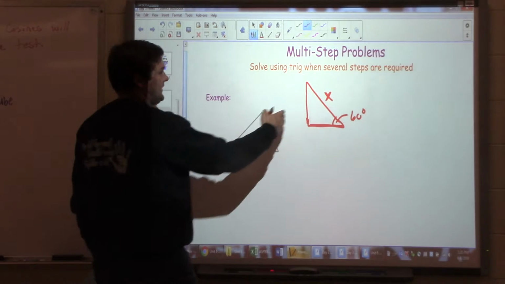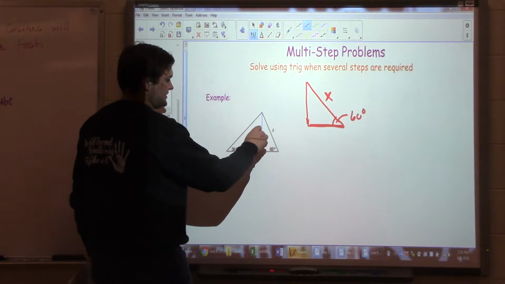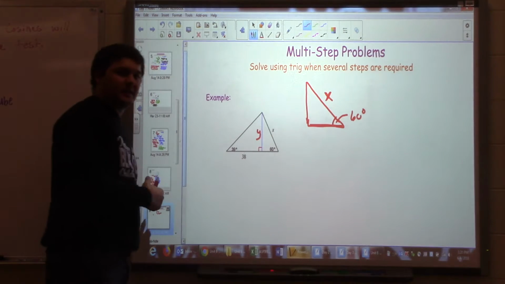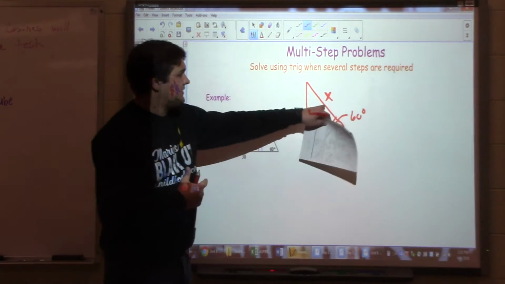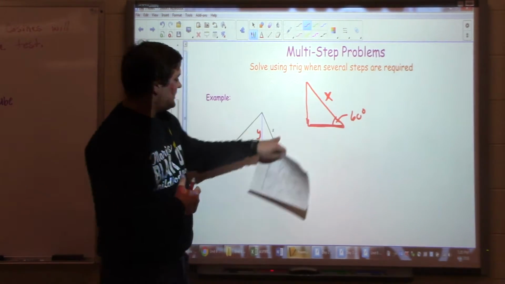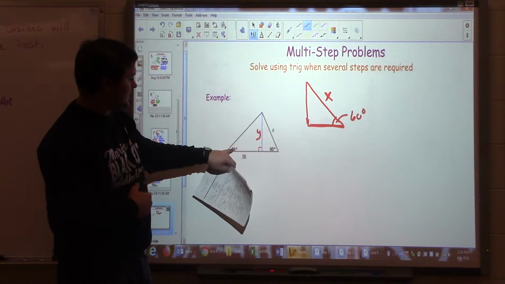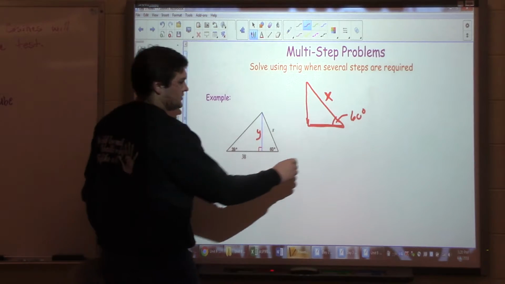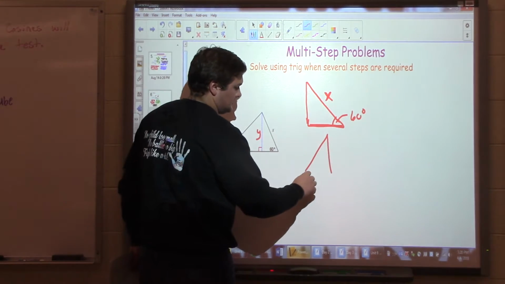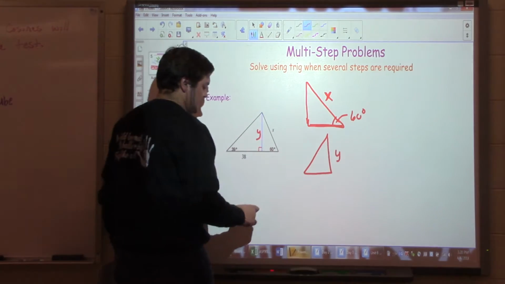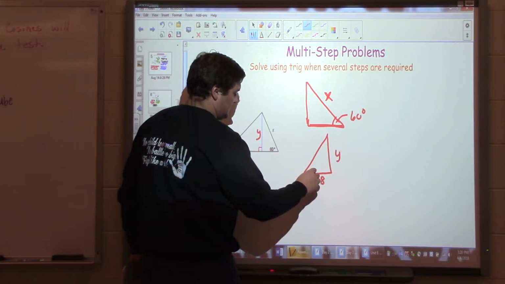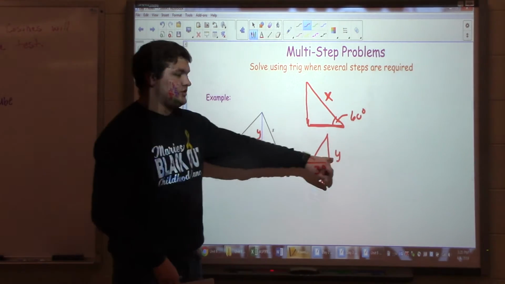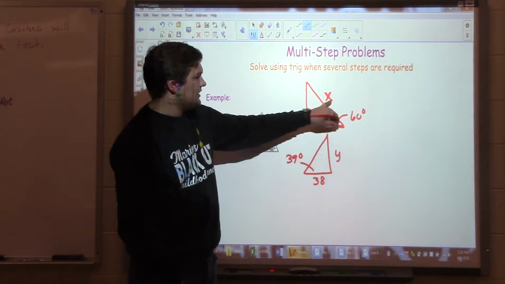In this case, I'm going to find this height here. What happens is, if I call it Y, it shares with the triangle on the left. The triangle that X is in, this right triangle, shares that height with the triangle that has a 39-degree angle and the base of 38. So if I find Y using this triangle, this was 38, this is 39 degrees, I can find Y using trig over here, and then I can use it to find X.